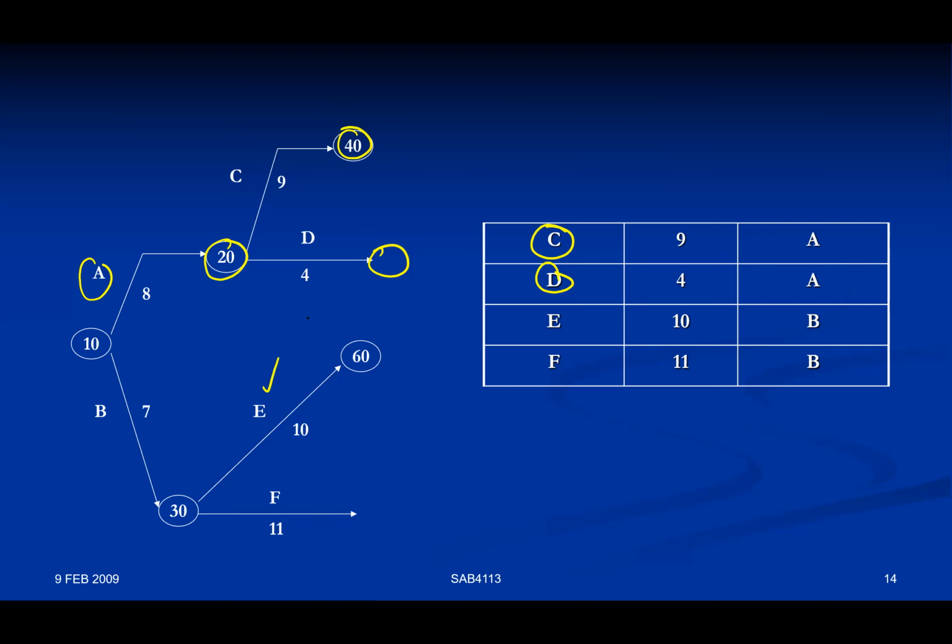You connect from B. Sometimes, when you draw a network diagram, instead of F here, you might put E here, or you might basically put F here. So it doesn't matter. You can mess around with the location or the position of the arrow and node and whatnot. But the most important thing is the connection. The connection must be correct. Where do you connect the activities together? E is there, and then F.